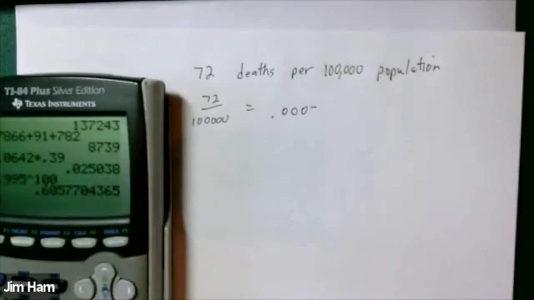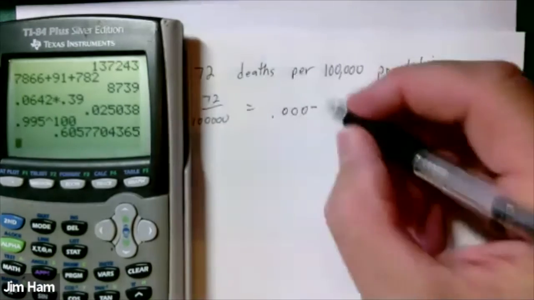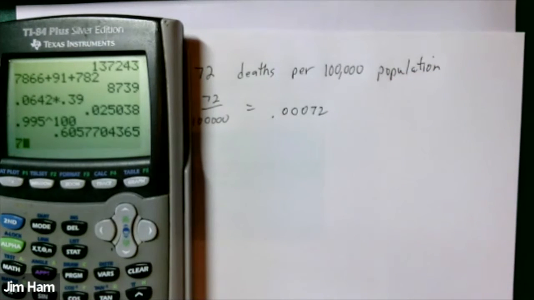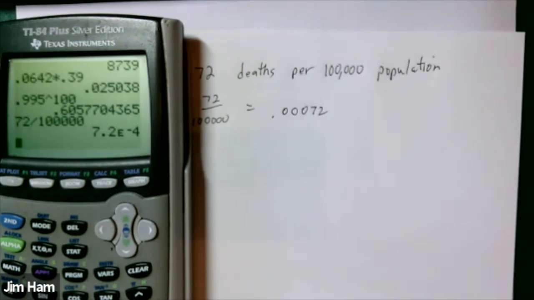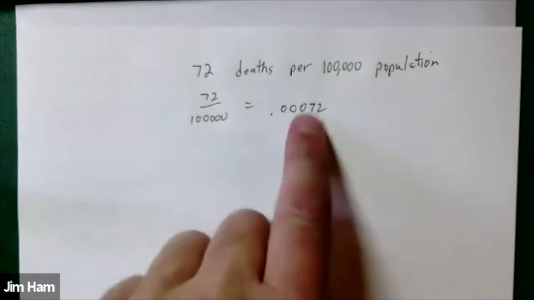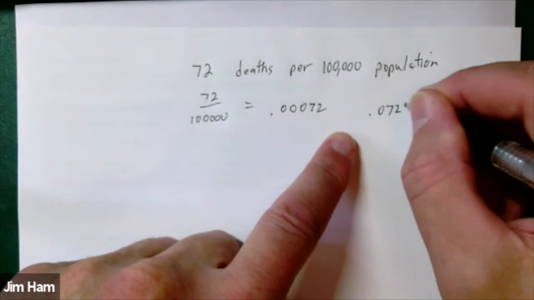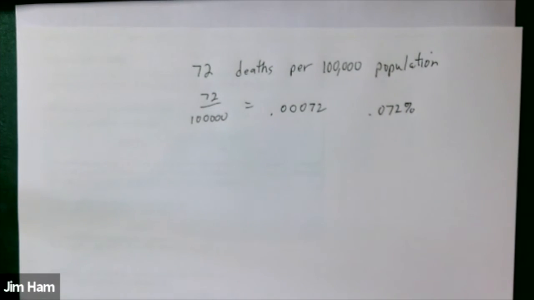I'm going to move the decimal point 5 places, I guess. 1, 2, I think this is it. 72 divided by 100,000. 1, 2, 3, 4. Yeah, that's it. So that right there is the death rate in Saginaw. Now let's assume everybody in Saginaw has this percent chance, okay, so it's 0.072% chance of dying from COVID.